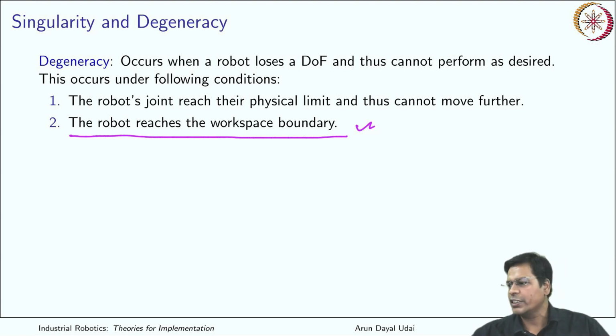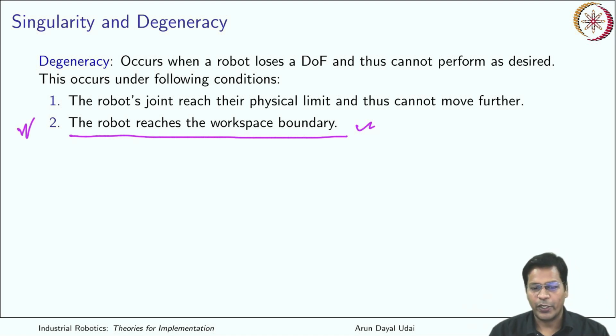But reaching the boundary space is where the extreme joint angle has already been obtained to go to a certain point in the workspace boundary. So that is the second point. This is where the maximum reach of the robot is obtained. This is not the case where kinematically it may be possible but your joint is not allowing you to go further. So this is case one.